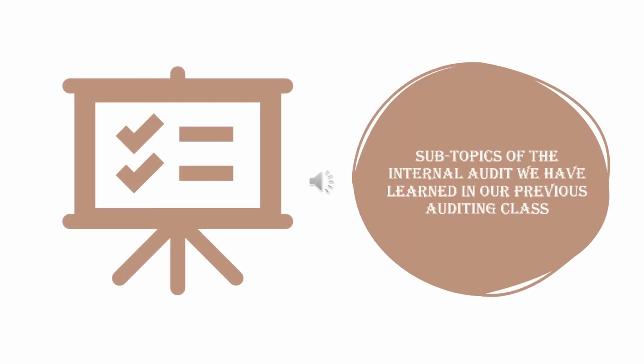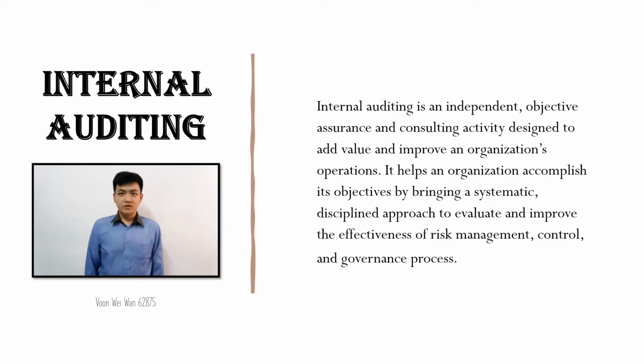So the first section that we are going to discuss today is the subtopics of the internal audit we have learned in our previous auditing class. The Institute of Internal Auditors North America (IIA) defines internal auditing as an independent, objective assurance and consulting activity designed to add value and improve an organization's operations. Internal auditing helps an organization accomplish its objectives by bringing a systematic, disciplined approach to evaluate and improve the effectiveness of risk management, control, and governance process.